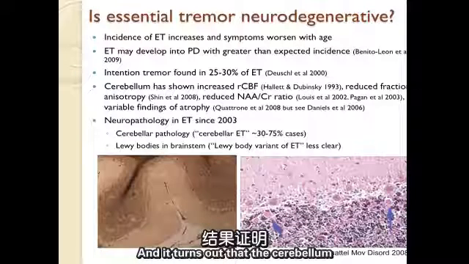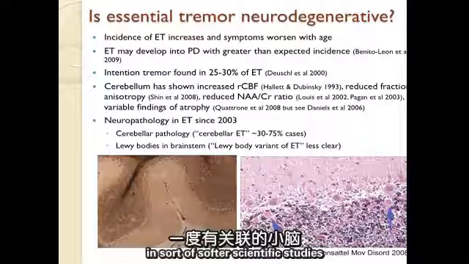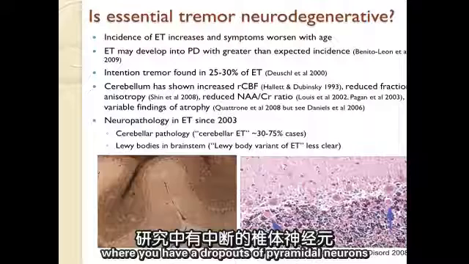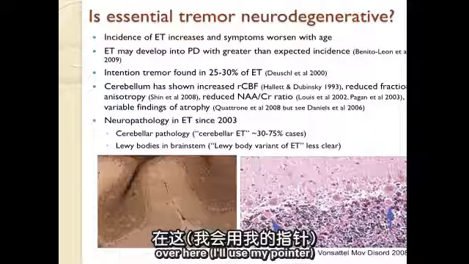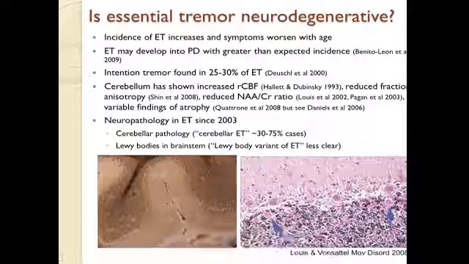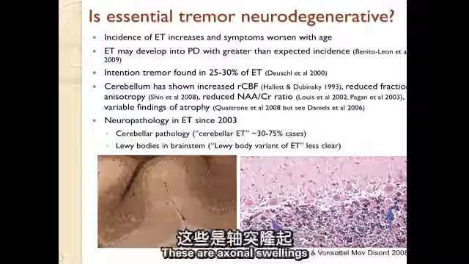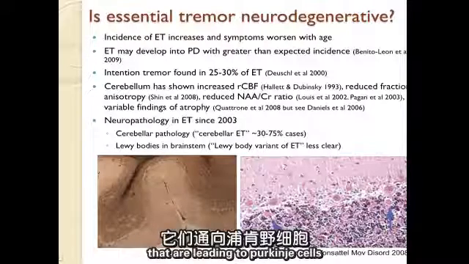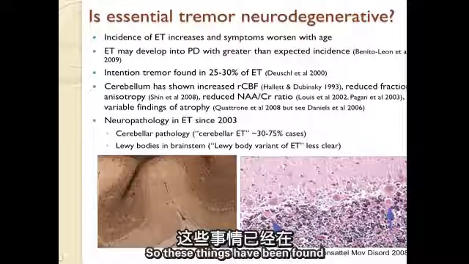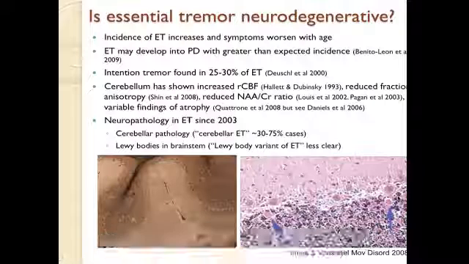And it turns out that the cerebellum, which has been implicated in sort of softer scientific studies, shows dropouts of Purkinje cells. I'll use my pointer. You see Purkinje cells in the cerebellum here with a patchy dropout on this side. And the Purkinje cells on this H&E stain show these ballooning torpedoes. These are axonal swellings that are leading from the Purkinje cells. So these things have been found in 30 to 75% of cases of essential tremor.